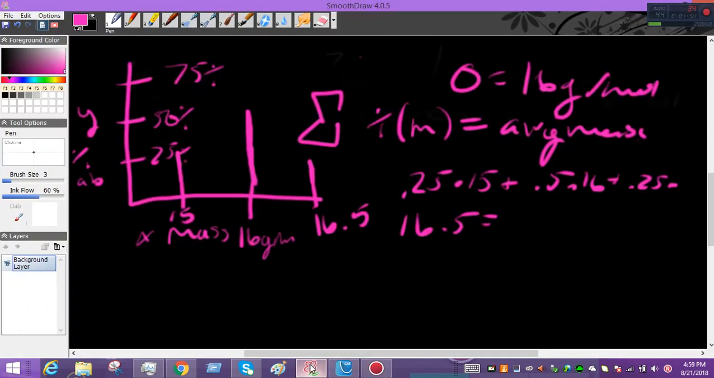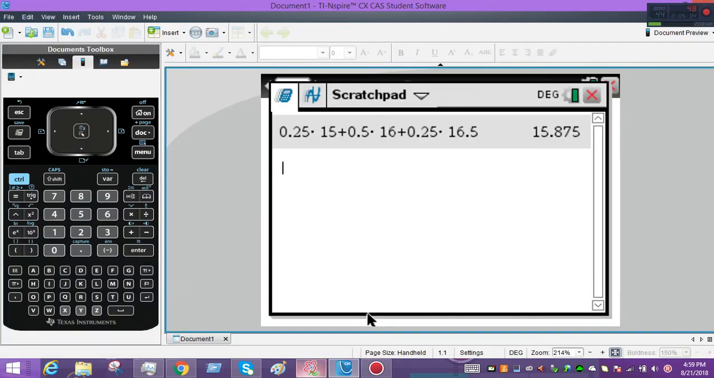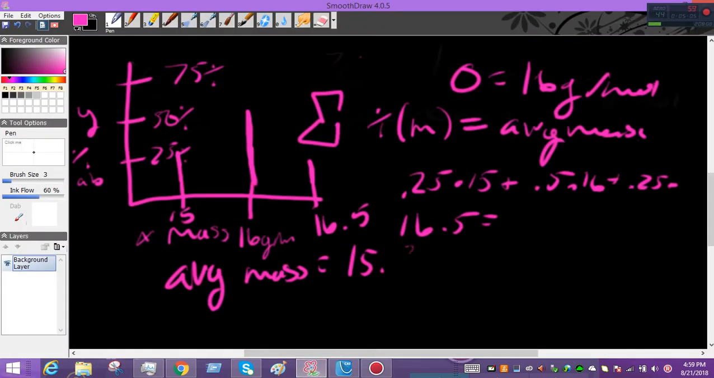So your average mass equals 15.875 grams per mole. Okay, so that's how you solve it using the graphs.